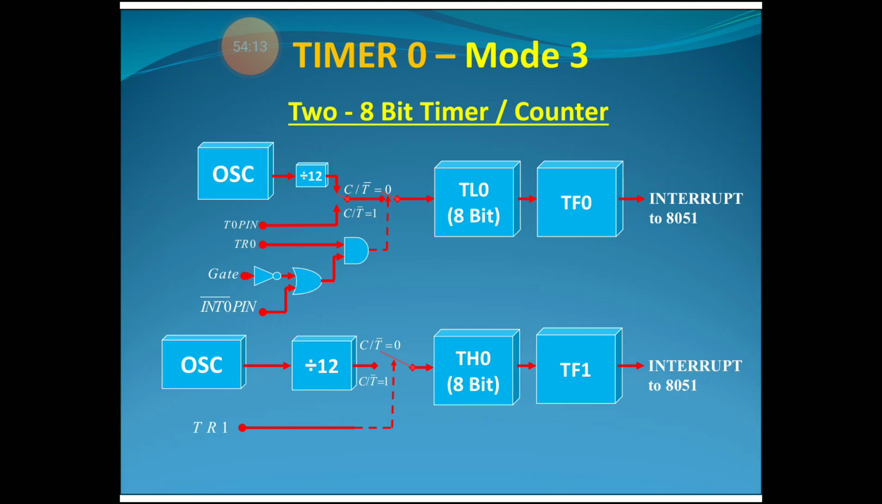Now let us see the mode 3 operation for timer 0. Here timer 0 is divided into two 8-bit timers, TL0 and TH0. Both are working independently. When TL0 becomes overflow, the TF0 flag is set and generates an interrupt signal. Similarly, when TH0 becomes overflow, the TF1 flag is set. So in this case, TL0 is used as timer 0, which can enable the flag TF0. TH0 is used as timer 1, which can enable the TF1 flag. So two interrupt signals are generated when the two timers overflow.